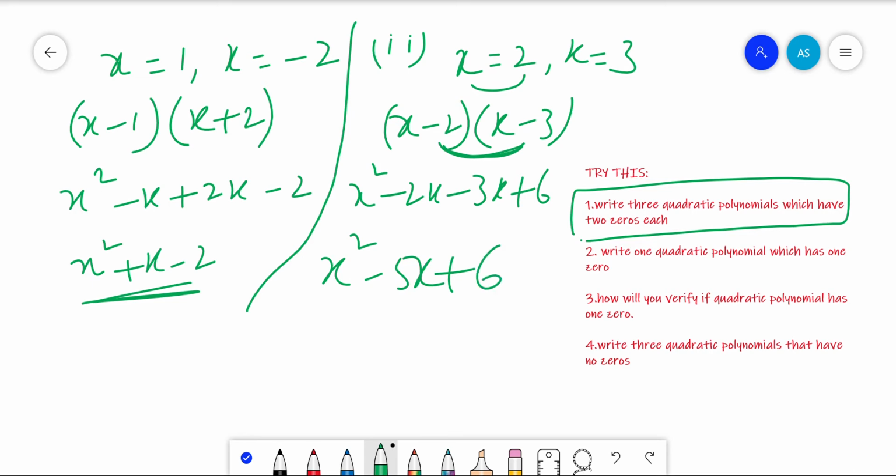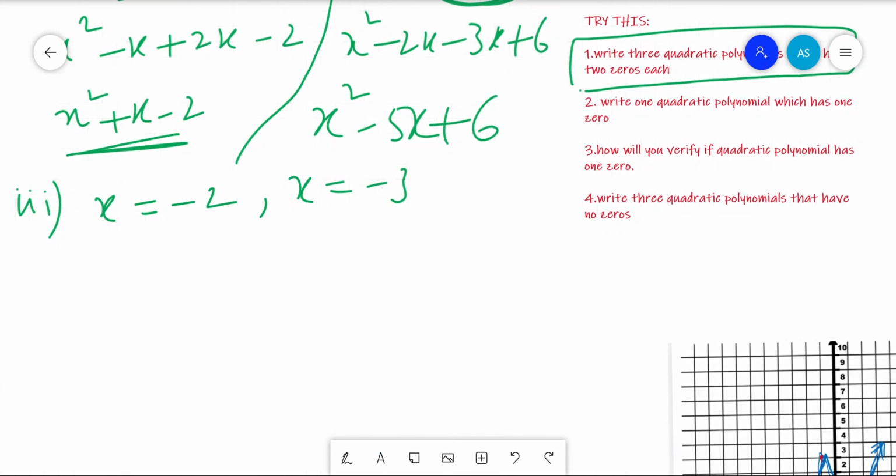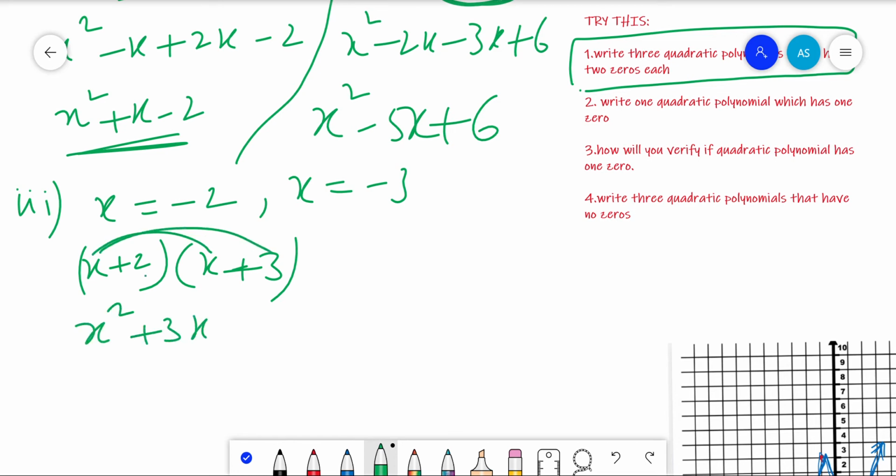So like that he asked to write the three polynomials. So that's why I am taking here one positive, one negative, both zeros positive, and in the third case I am taking both zeros negative. So x is equal to minus 2, x is equal to minus 3. Then we will get x plus 2 and x plus 3 are the factors. So x square, x into 3, then 2 into x plus 2 into 3 becomes this binomial product. So x square plus 5x plus 6 you will get, the quadratic polynomial.